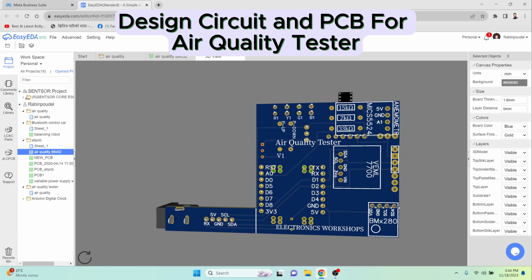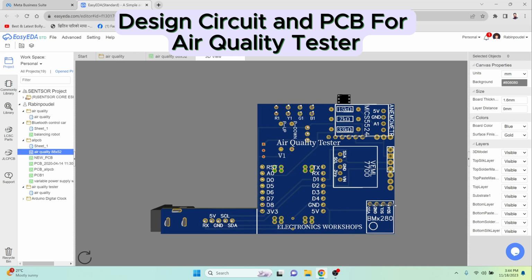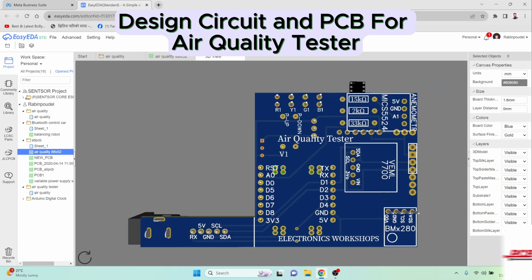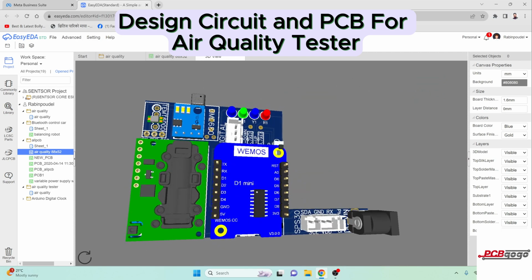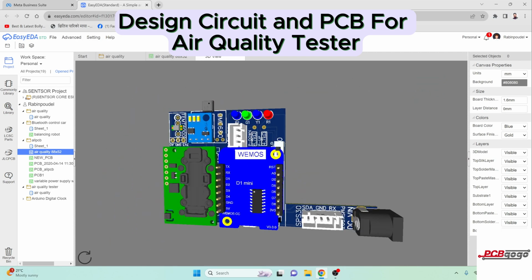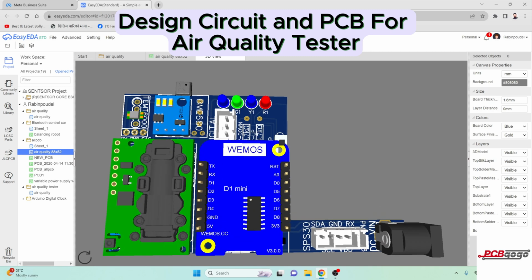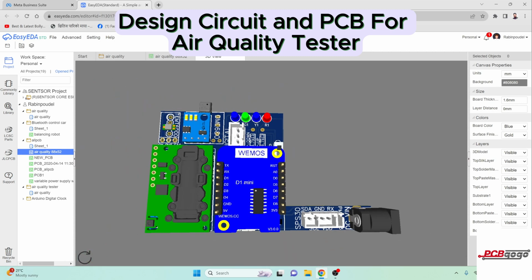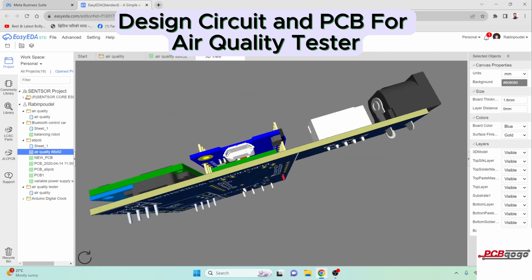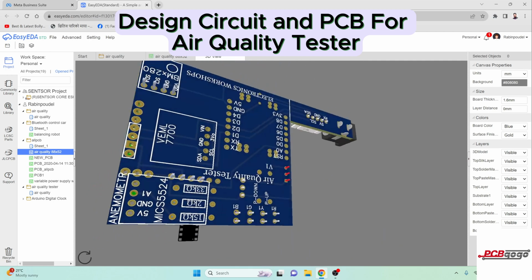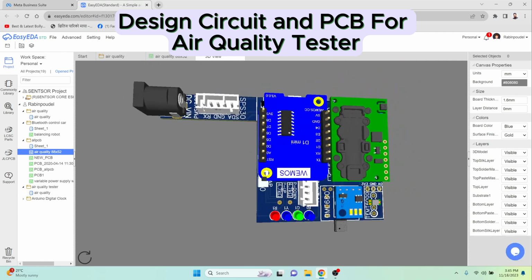Today in this video, we will see the complete circuit diagram of air quality tester, and also we will draw a PCB for this project. In this project air quality tester, we use Node MCU microcontroller and air quality sensors to measure various gases concentration levels, providing valuable insights into the air's purity.